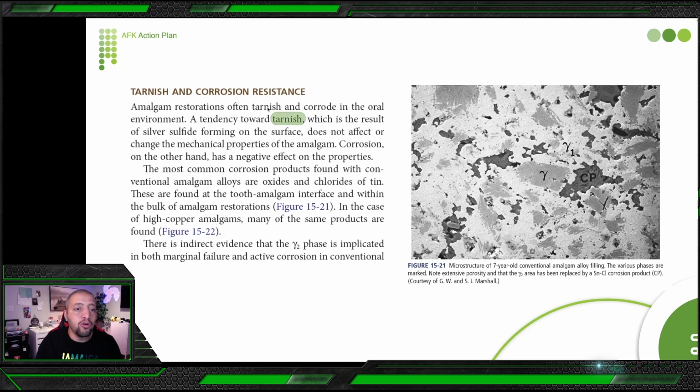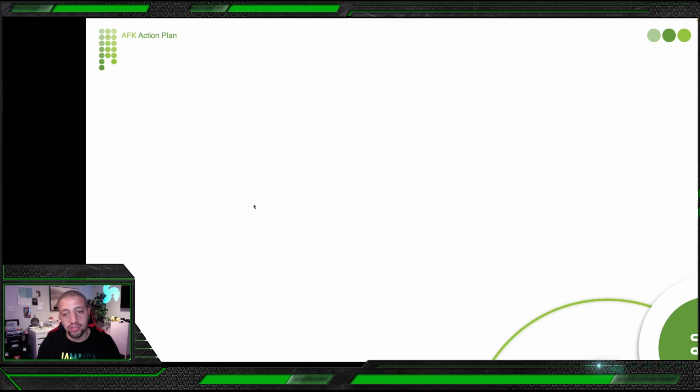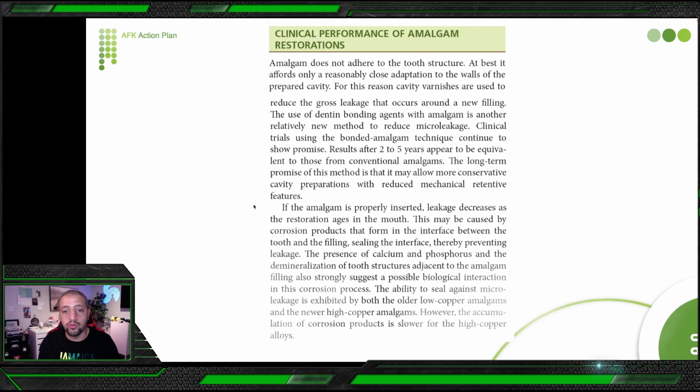Amalgam restorations often have tarnish, which is the result of silver sulfide forming on the surface and does not affect or change the mechanical properties of the amalgam. So tarnish is a surface property and has nothing to do with the mechanical properties. Corrosion, on the other hand, has a negative effect on the properties. The most common corrosion products found with conventional amalgam alloy are oxide and chloride of tin. These are found at the tooth-amalgam interface and within the bulk of the amalgam restoration. So now we conclude the difference between tarnish and corrosion.